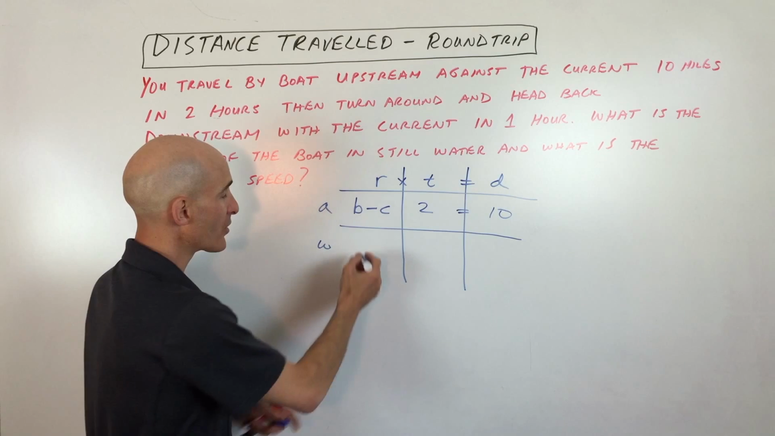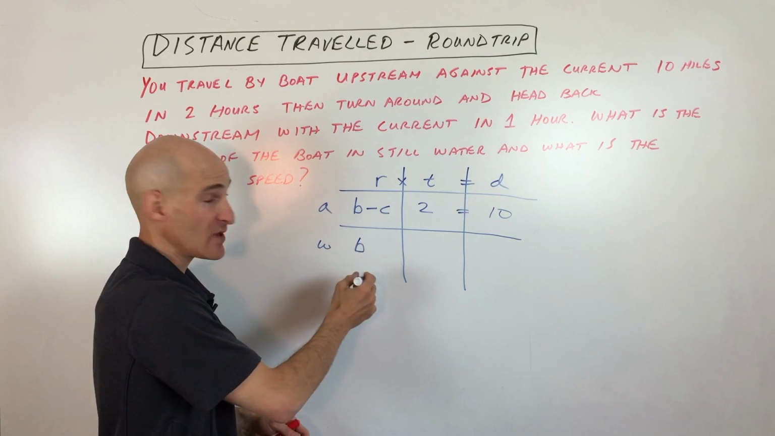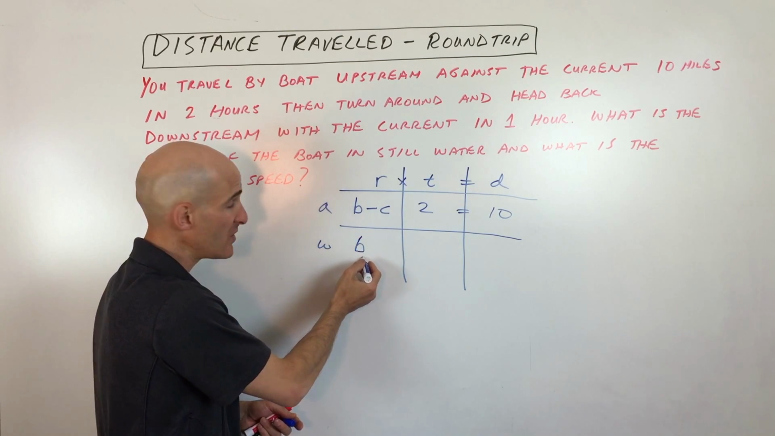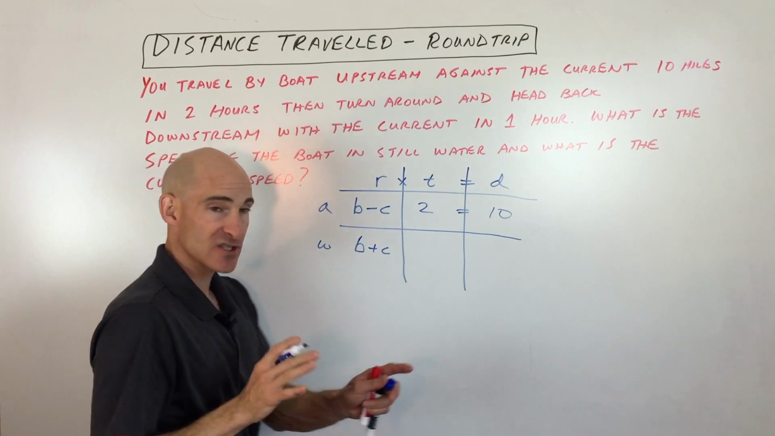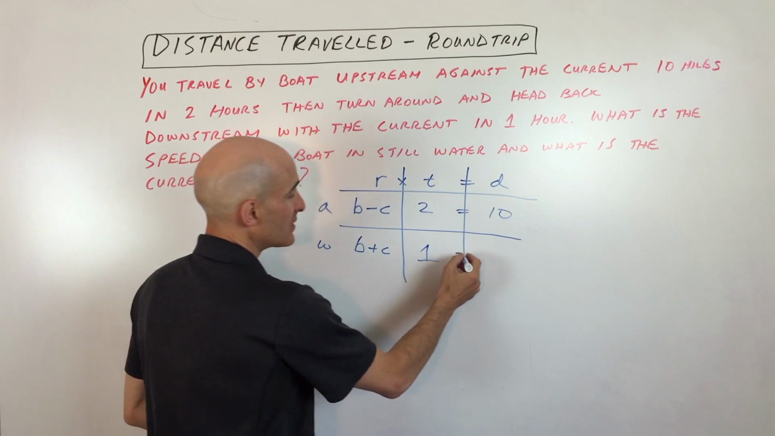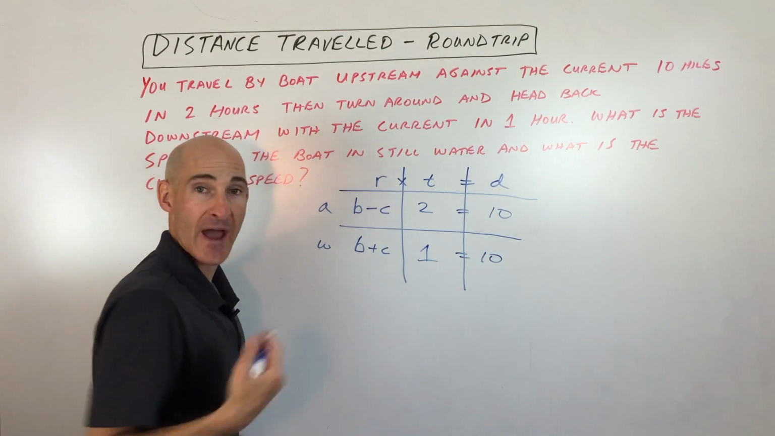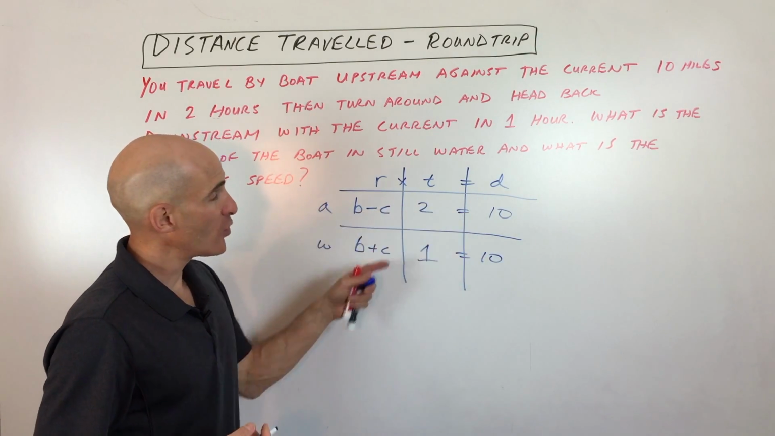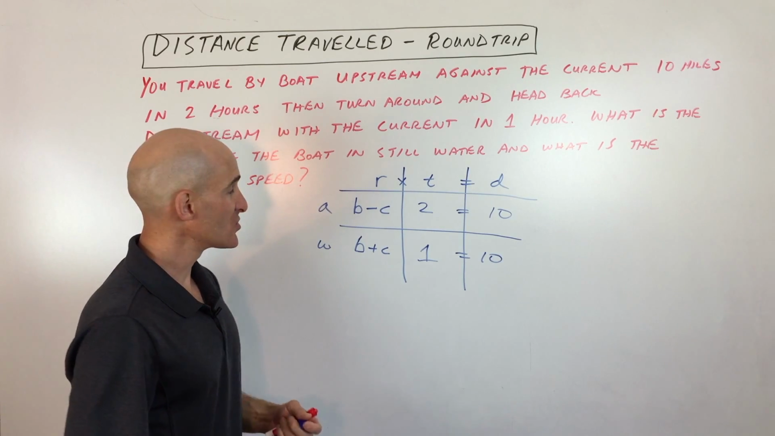Now when you're going with the current, you take this boat speed, which we don't know what it is, so we're just giving it a variable B. We're adding the current because it's pushing you along, and that only takes 1 hour now to travel the 10 miles back. So now you can see we have two equations, a system of equations we can use to solve for B and C.